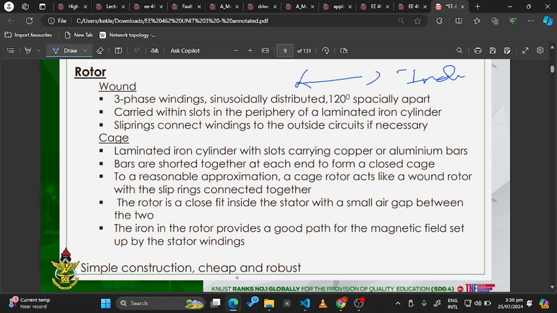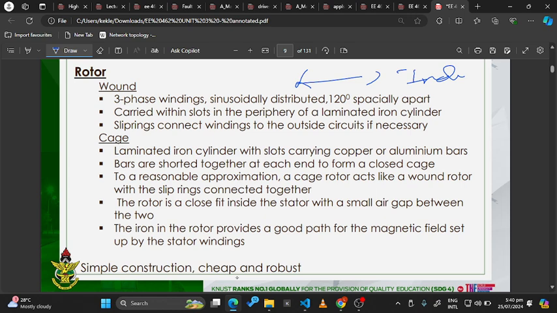In this course, we are going to focus on the squirrel cage induction motor. But for the wound rotor induction motor, we have a three phase armature, which is sinusoidally distributed or displaced by an angle of 120 degrees, and they are all carried in one slot.